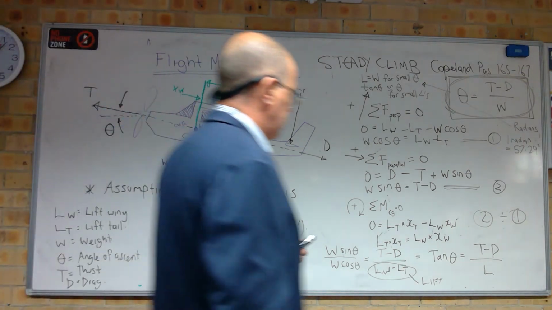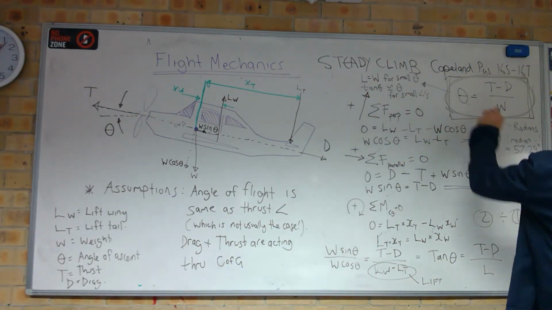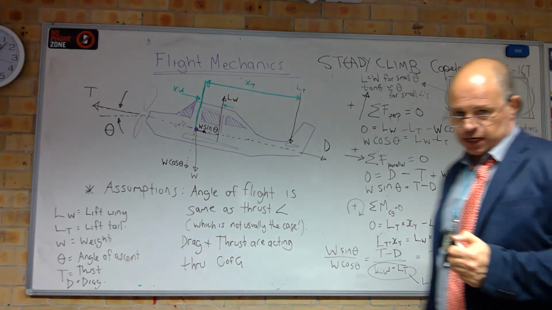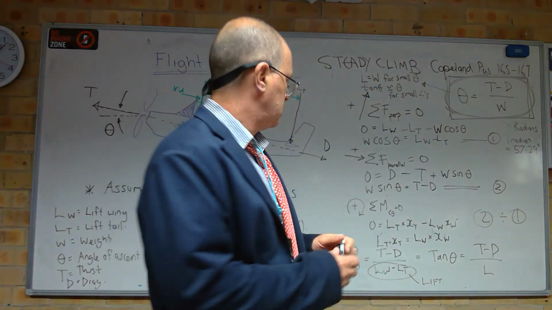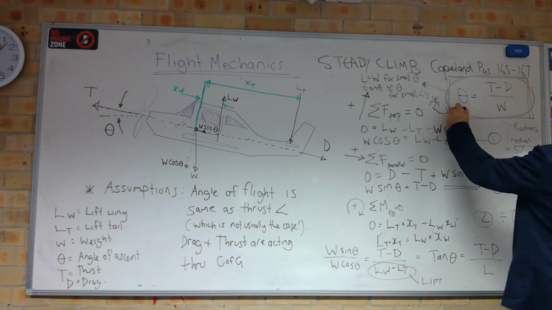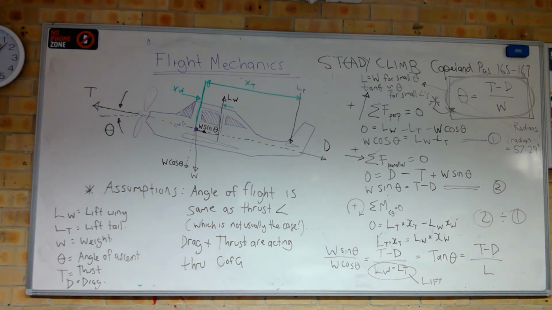So that is a good equation to remember, if at all possible, okay? Theta, the angle of climb for small angles, is equal to thrust minus drag over weight, okay? This equation needs to go in your memory banks, okay?